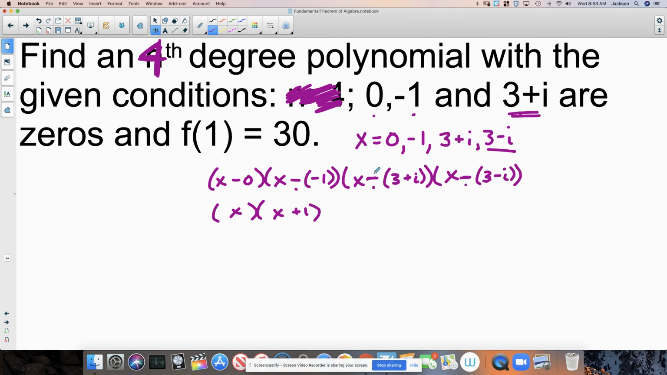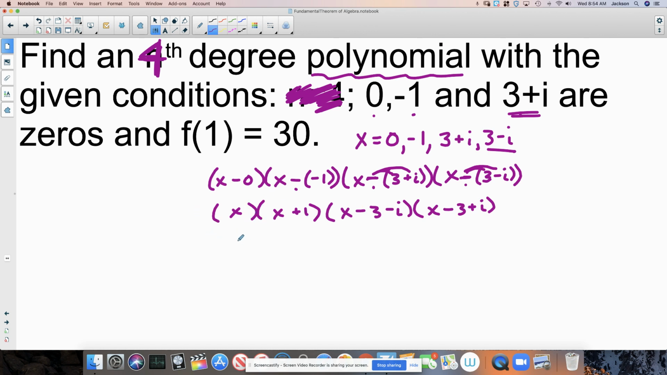Now what I'm going to do here is multiply this negative in, or distribute that negative, and that's going to become x minus 3 minus i. And then we're going to have x minus 3 plus i, right, when I distribute this negative into this quantity. So I have this big mess, right? And what do we say? We're creating the polynomial. Well, the polynomial gets created by actually multiplying all of these factors together.